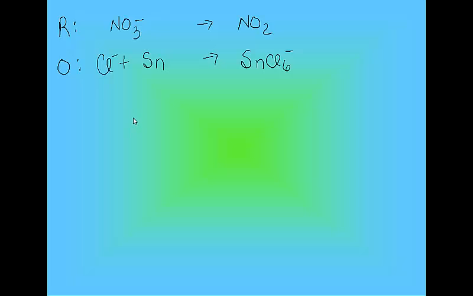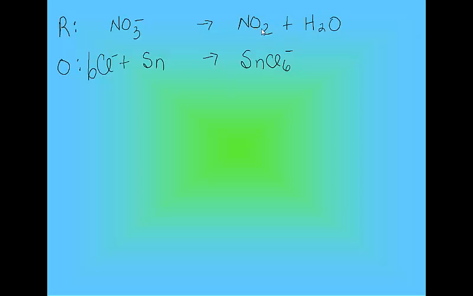Step 1, balance the non-oxygen, non-hydrogens first. In my reduced, the nitrogen is good. In my oxidized, tin is okay, but my chloride ion on the left needs a 6. It's balanced atomically for the non-oxygen, non-hydrogens now. Balance your oxygens using water. In my reduced, I have 3 oxygens there, 2 there, so I need 1 water. I don't have any oxygens in the oxidized, so I don't have to worry about it.